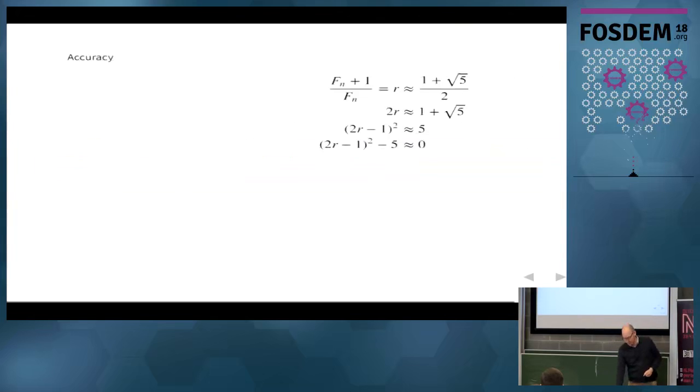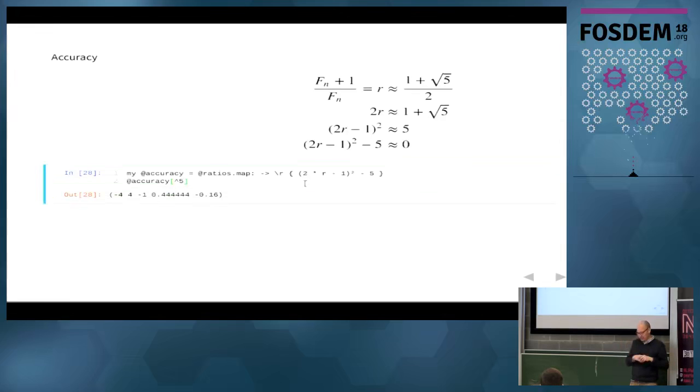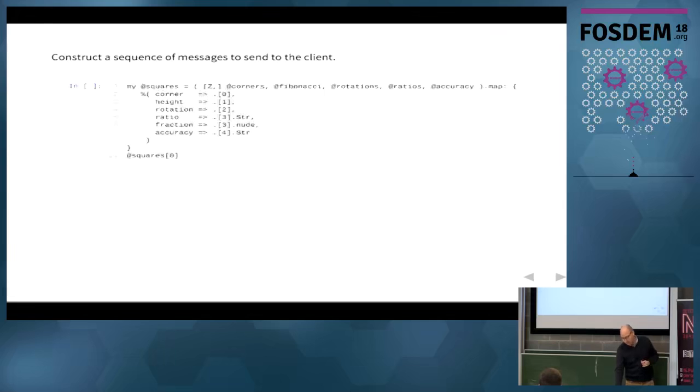Running a little low on time, but this notebook will be available. And we also want to look at our accuracy. So doing a little algebra, we can see that (2r - 1)^2 - 5 should be approximately 0. So we're going to use this number; however close we are to 0, that's how good our accuracy is so far in the Fibonacci sequence ratio. Okay, so we'll take the ratios and convert them into this form to get an idea of the accuracy. And then we need to make a bunch of messages to send to the client.